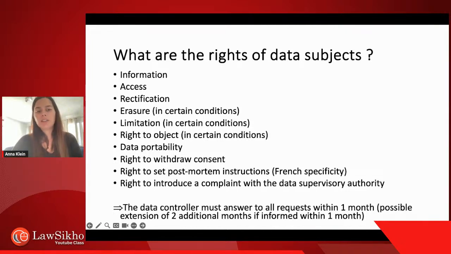Then data portability, that means that I can request a company to send the data regarding me to another entity. You also have the right to withdraw consent, of course, only when the processing was based on consent. And then you also have to know that these are all the GDPR rights that apply in all of the European Union.